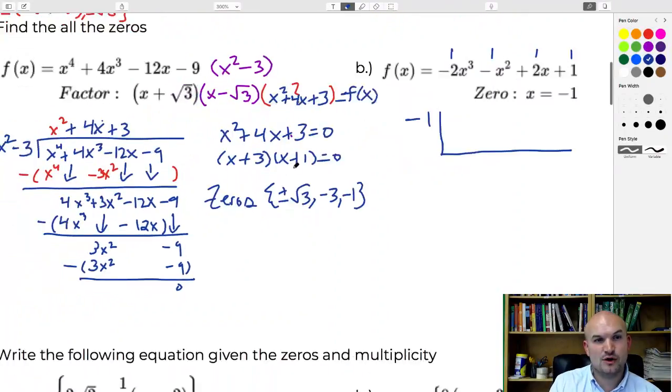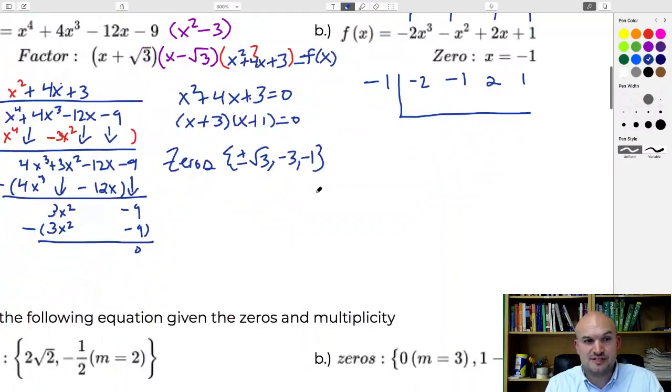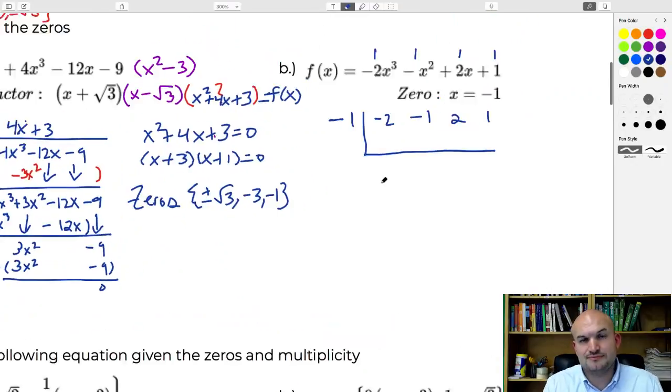So instead of writing the whole thing down below, you're just going to take the coefficients. So we have negative 2, negative 1, 2, and 1. And again, this is a 0, so once we apply division, we have to make sure we have a remainder of 0. So we see we've got a remainder of 0, so that worked.